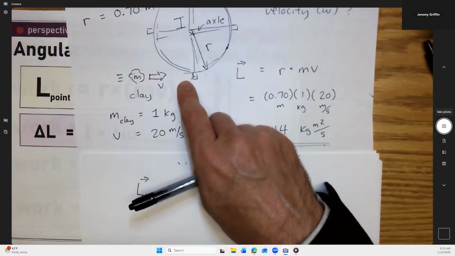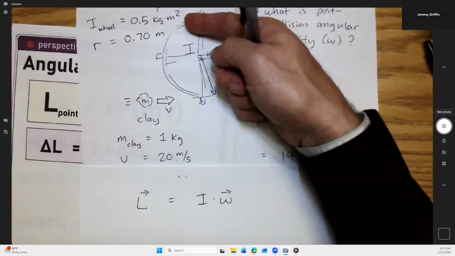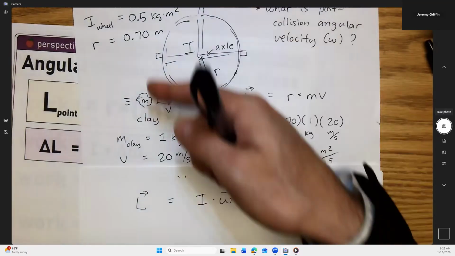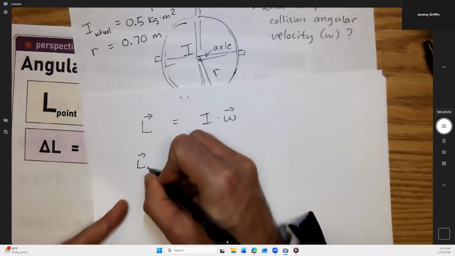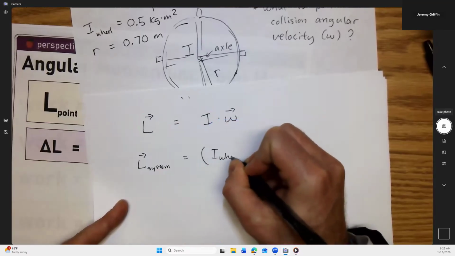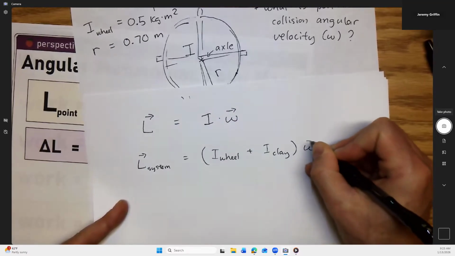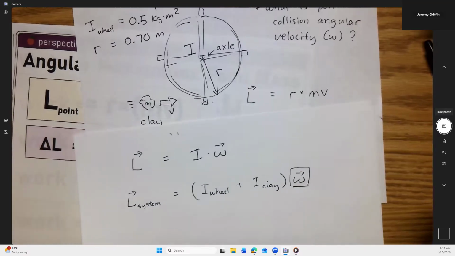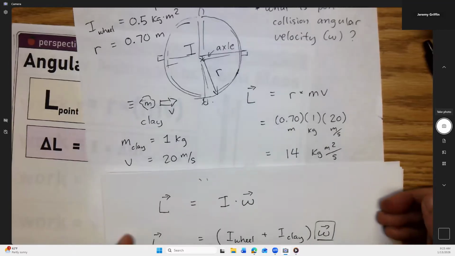If it sticks to it, do I have to consider both the rotational inertia of the wheel, which I gave you right here, but also this point mass worth of clay that's stuck to it? Because they are rotating together, aren't they? Right. So the angular momentum of the whole system is actually equal to the I of the wheel plus the I of the clay, all stuck together. And then they're rotating together, and we're going to figure out how fast. You like that? Let you guys digest up to that point.